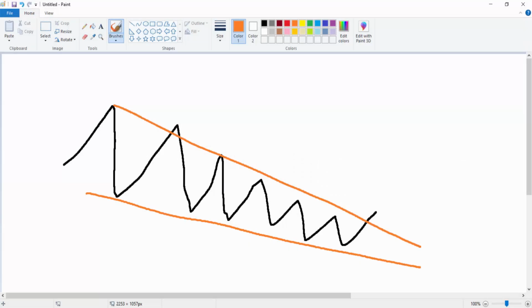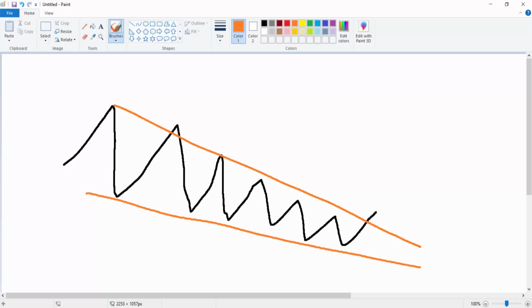A falling wedge pattern is a bullish chart pattern, and it forms when price action is confined within two converging trend lines sloping downward. So the key characteristics of a falling wedge include downward sloping lines. This means that both the upper and the lower trend lines slope downward, and then the price just bounces off them. And the two lines are converging lines. And this is very significant because it indicates a decrease in volatility.